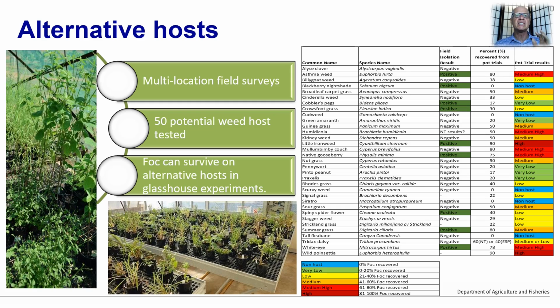The frequently identified plants from the field surveys were included in inoculated glasshouse experiments which tested over 50 different potential alternative host species. From the glasshouse experiments conducted, all races of FOC could be recovered from the different plants, but some plants were found to be better hosts than others.